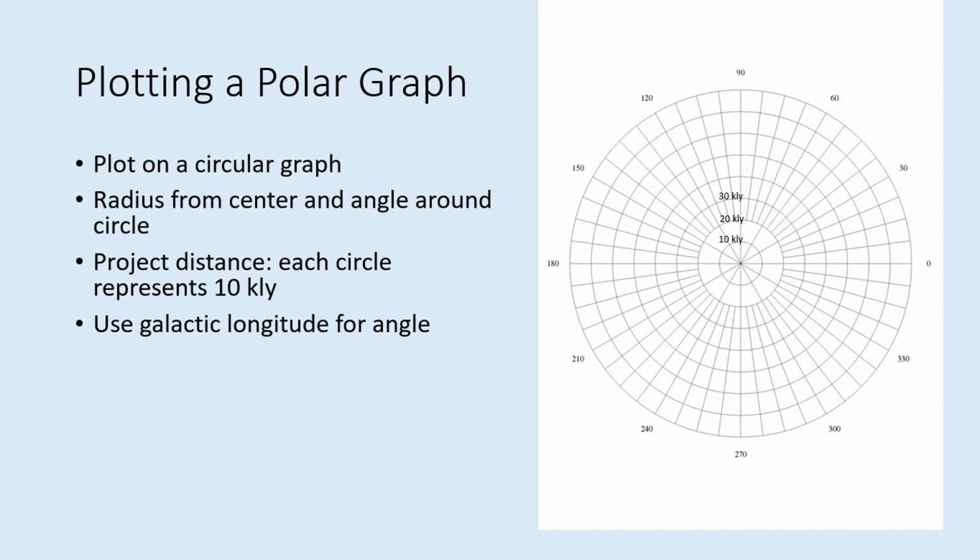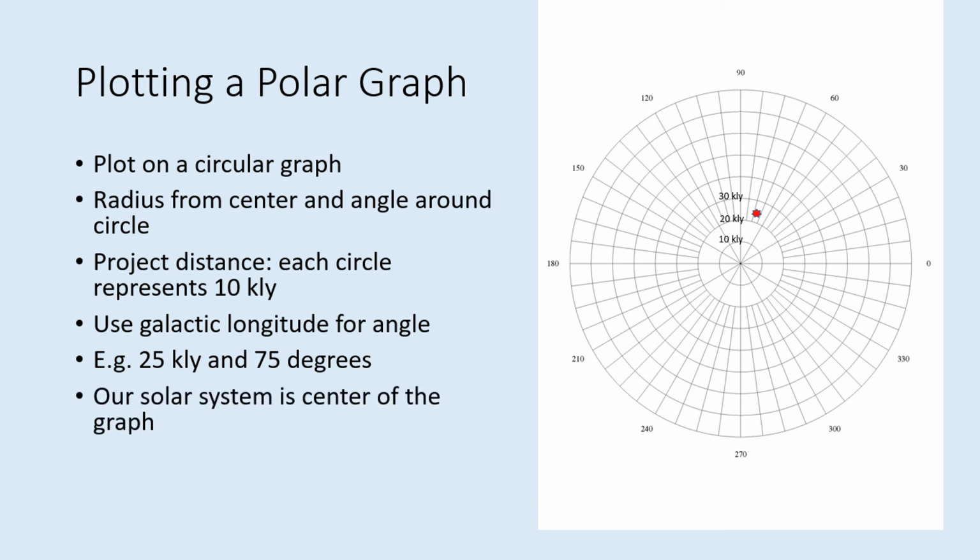Let's look at an example of how we plot points on here. A cluster that is 25 kilolight years away and has a galactic longitude of 75 degrees would be halfway between the second and third circles and halfway between the 60 and 90 degree lines on the graph. Since the distance is the distance from our solar system, that means we are located at the center of the graph. So the center of the galaxy will not be in the center of the graph.